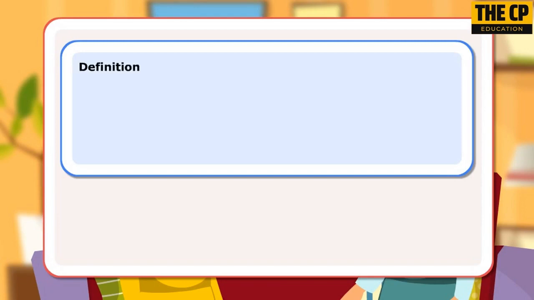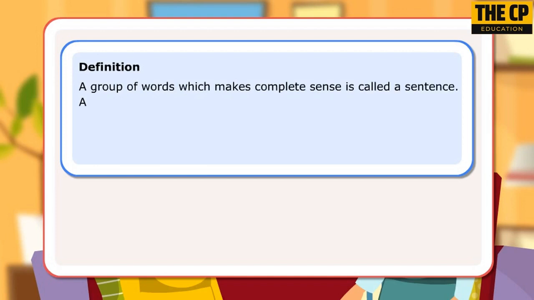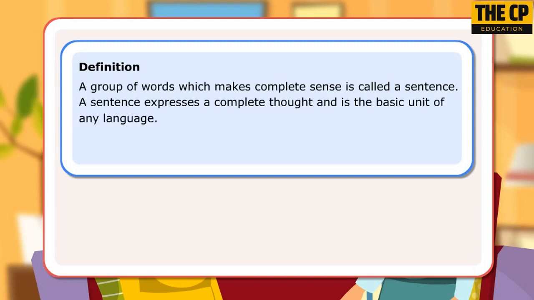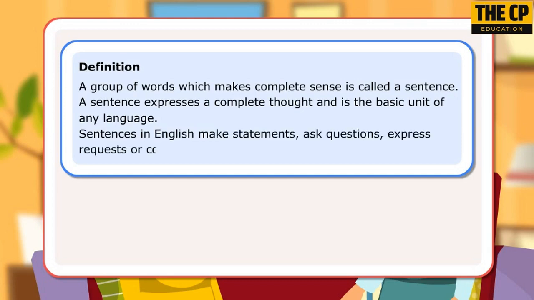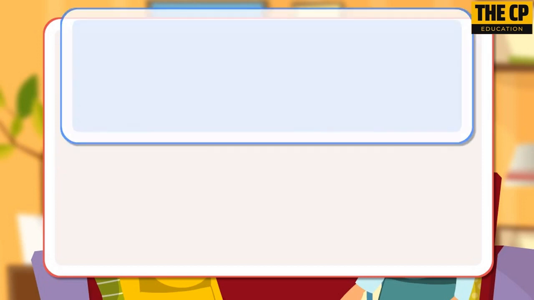Definition. A group of words which makes complete sense is called a sentence. A sentence expresses a complete thought and is the basic unit of any language. Sentences in English make statements, ask questions, express requests or commands, suggestions and exclamations. Let us look at some rules of sentence formation in English.